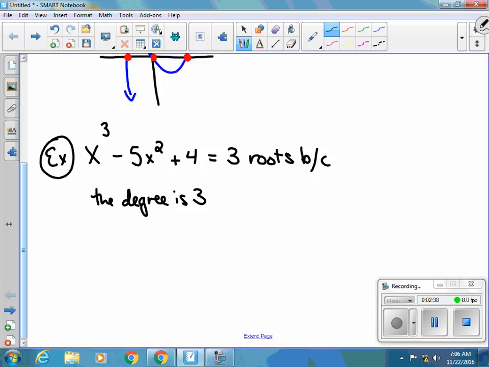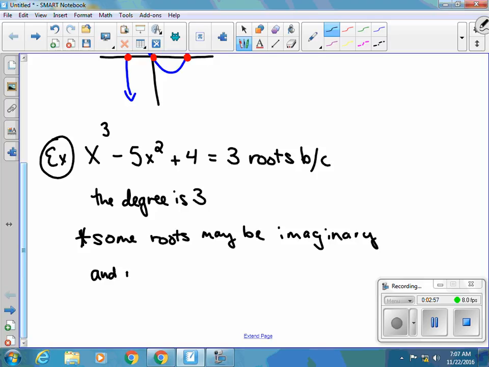However, like I said, some of these might be imaginary and they are not true roots. So write this down. Some roots may be imaginary and will not show on the graph. These are what we call non-real roots. So the picture above where we can actually physically see those 3 roots, those would be real roots because they are visible.